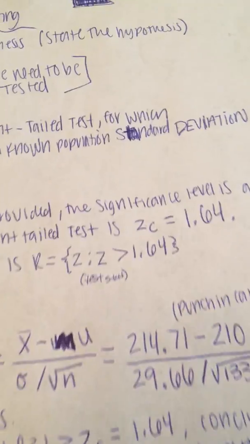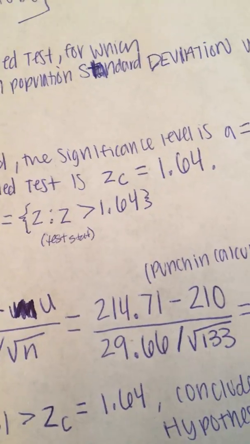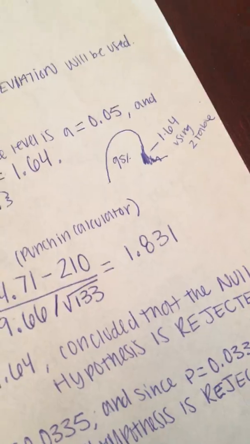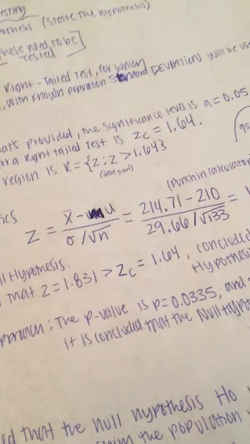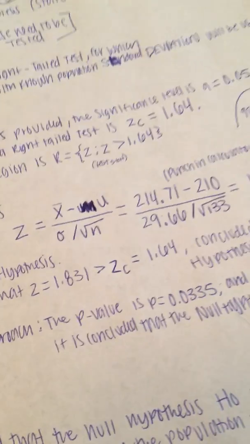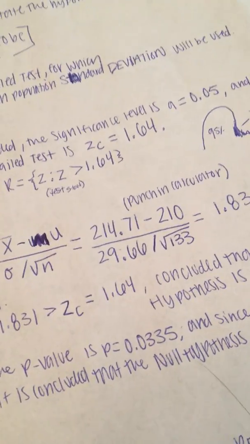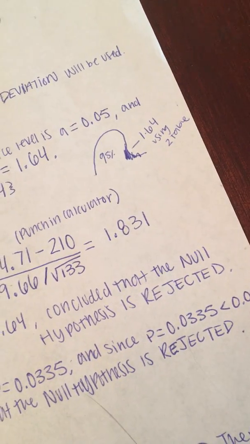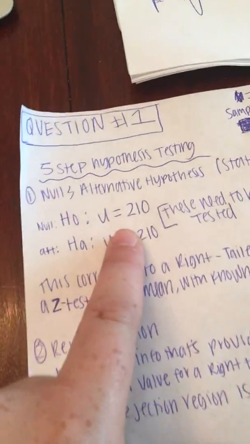And then our standard deviation of 29.66, and we put that over our total number, 133. And that gives us our 1.83. So we can finally test, we can observe that the 1.83 is significantly larger than our critical value of 1.64. So it is concluded that the null hypothesis is rejected because it's larger.